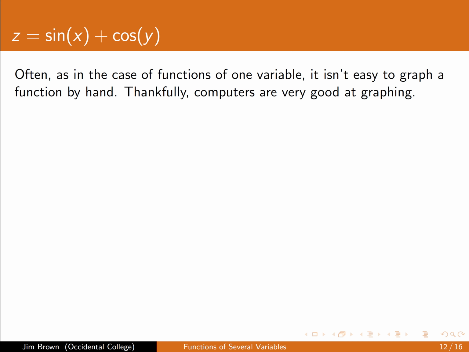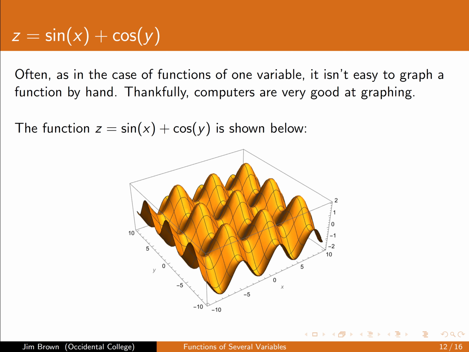It's not always easy to graph functions. Just like if I gave you a random function in one variable, a lot of times you have to use a calculator or a computer to graph that. Same thing here. It's not easy to graph a random function that you're given, but computers are very good at this. For example, if we look at the function z is equal to sine x plus cosine y, it doesn't look like a particularly complicated function, but this is what the graph looks like. You can see it's waves in each direction, but it does look like kind of a mess as well. It wouldn't necessarily be super easy to graph by hand.